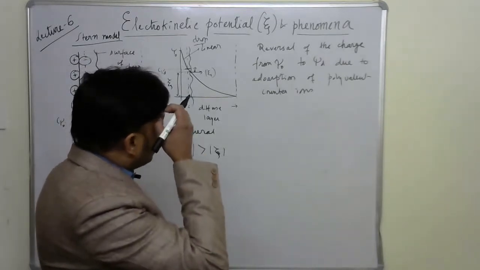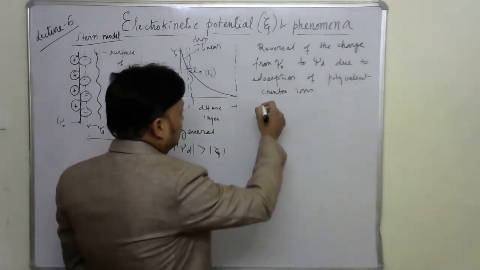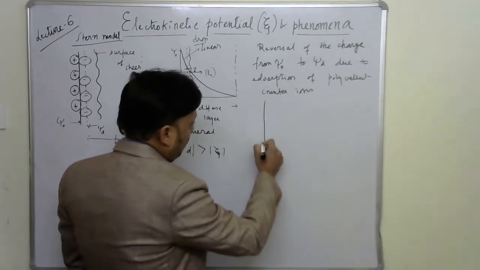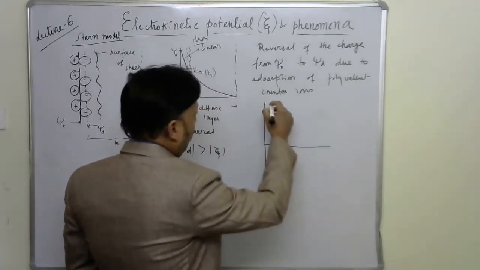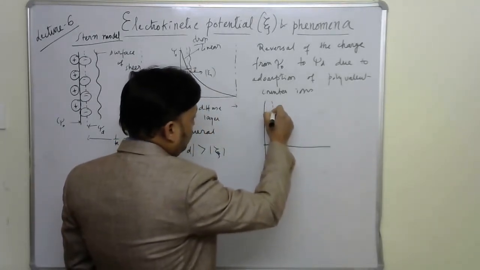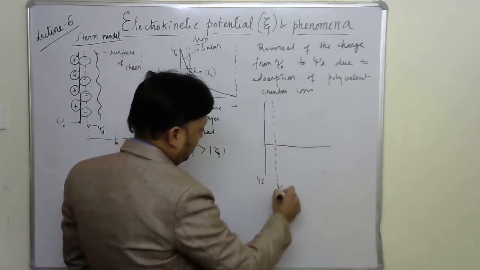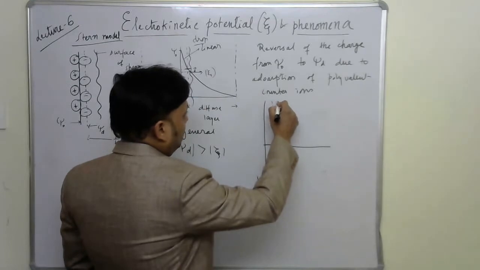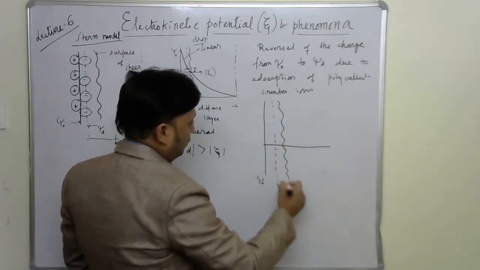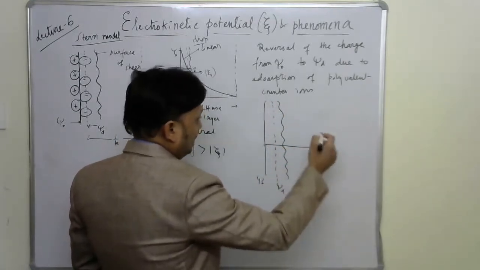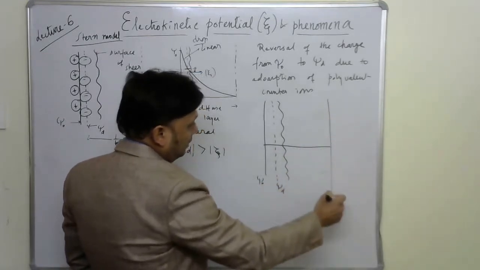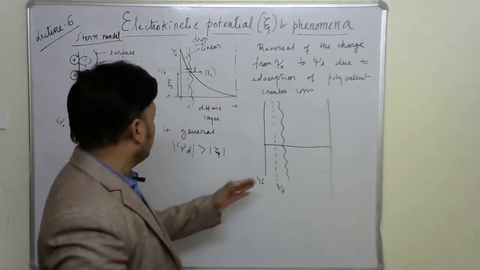So what happens then? I'm trying to draw this picture once again. This is basically a graph plot. So I'm going to draw this is psi naught and this is psi d, and this is the surface of shear or slipping plane, and this is the thickness of the diffuse layer.